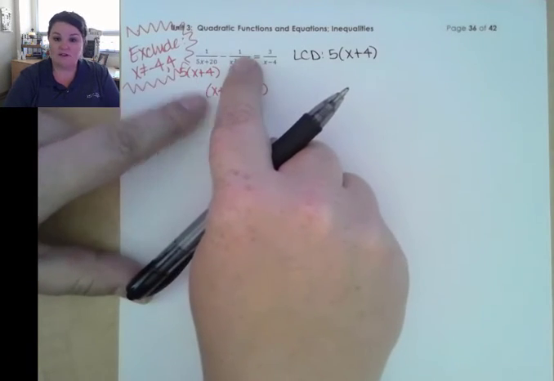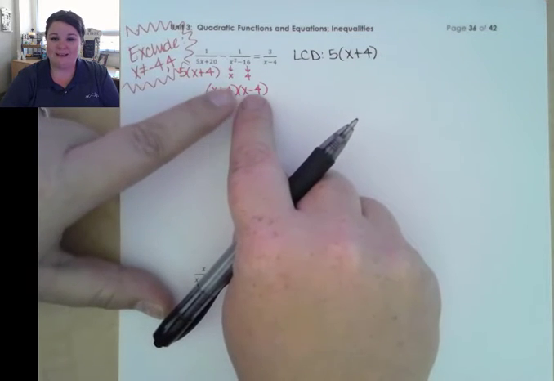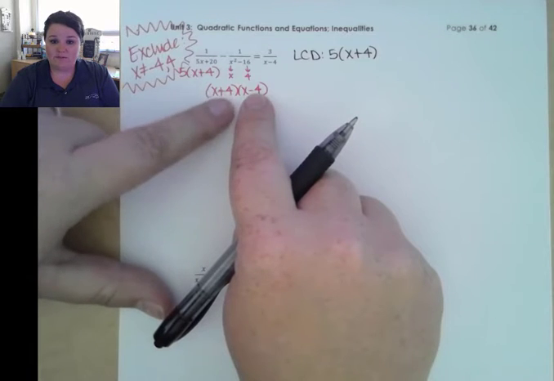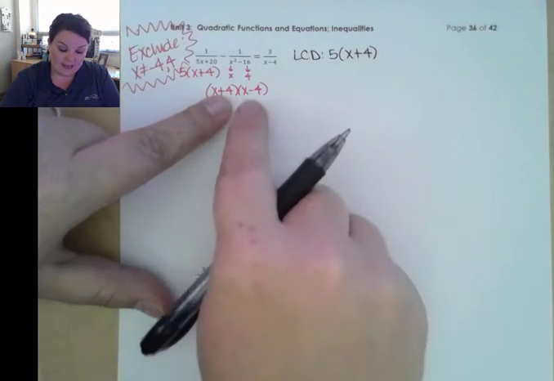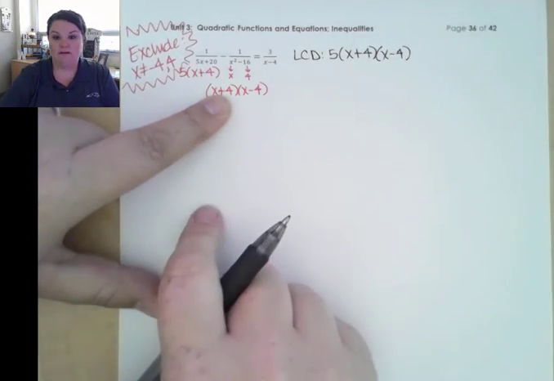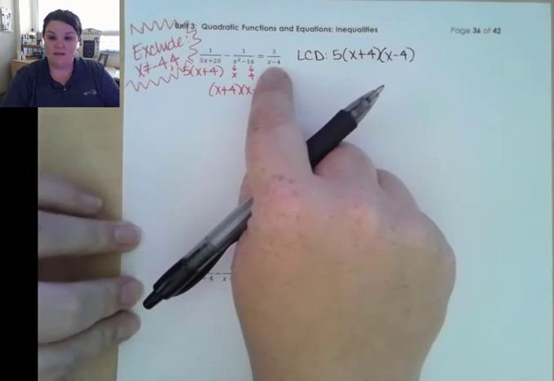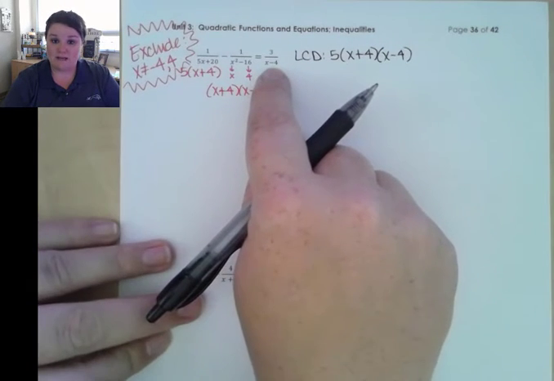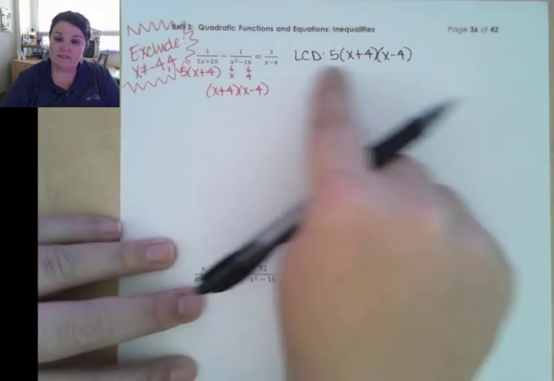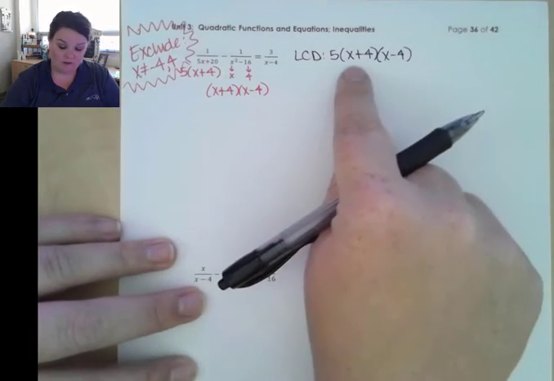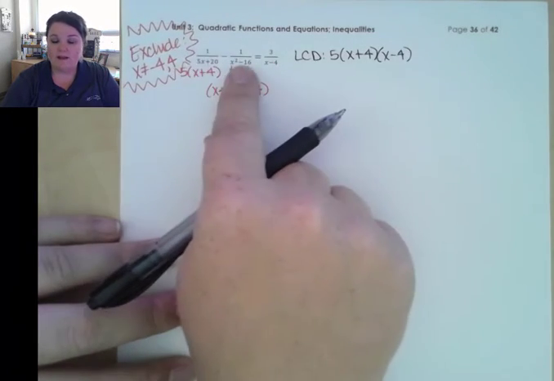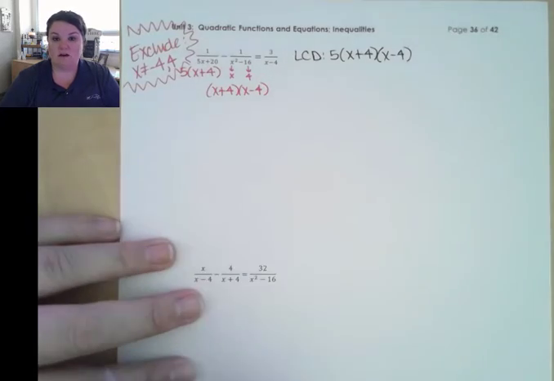Then I want to look at the second term. The second denominator is x plus 4, x minus 4. So in order for that denominator to cancel out, I need an x plus 4 quantity, which I already have, and an x minus 4 quantity, which I'm just going to tack on the end here. Okay. And then for my last term, I need an x minus 4 quantity, which again, I already have. So now that I know what my least common denominator is, this is a denominator that will get rid of all 3 of these denominators. I'm going to go ahead and multiply every single term by this least common denominator.